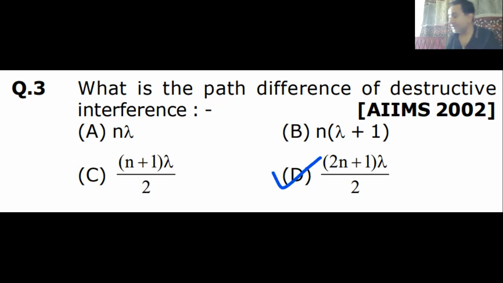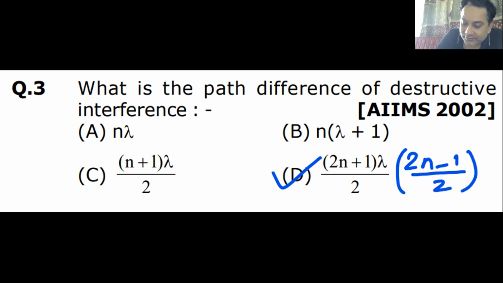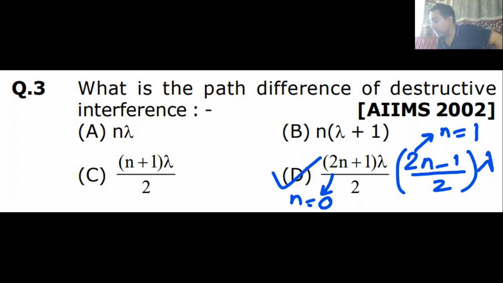We have seen the formula as 2n minus 1 lambda by 2. Remember, you write it as 2n minus 1 lambda by 2, or you write it as 2n plus 1 lambda by 2. Please remember this. You write it like this, or you write it plus, doesn't matter. The only thing is, in this formula, n starts from 1, and in this formula, n starts from 0. I prefer the first formula, because to get the value of first dark fringe, I will put the value of n as 1. But in the formula that is given now, to get first dark fringe, I will have to put the value of n as 0.